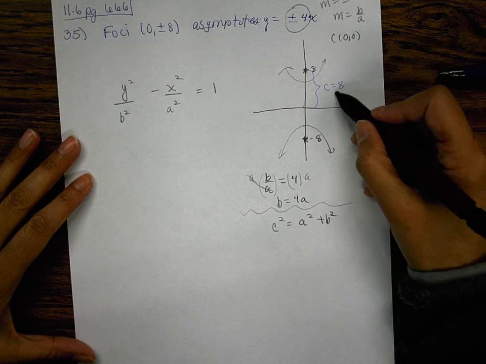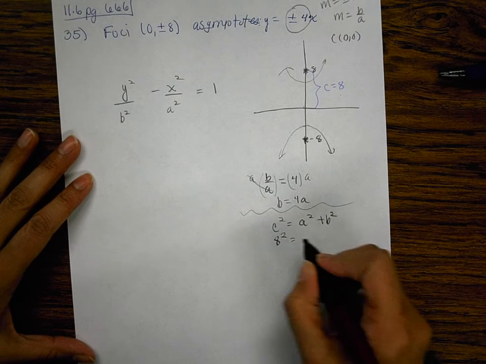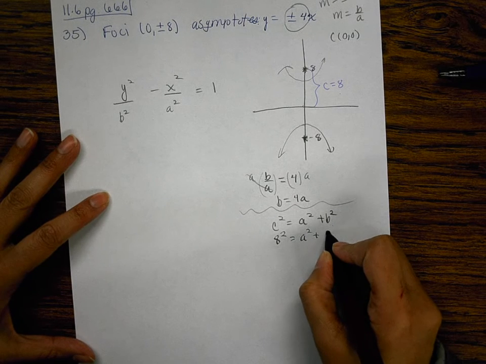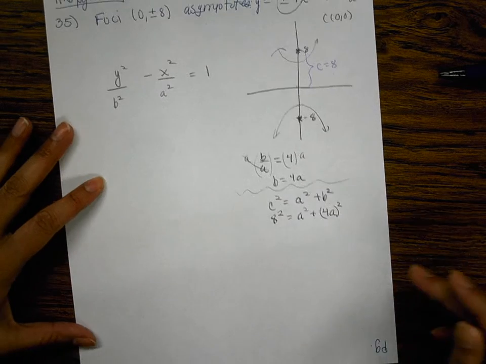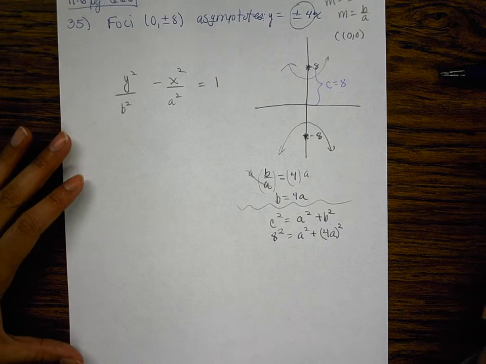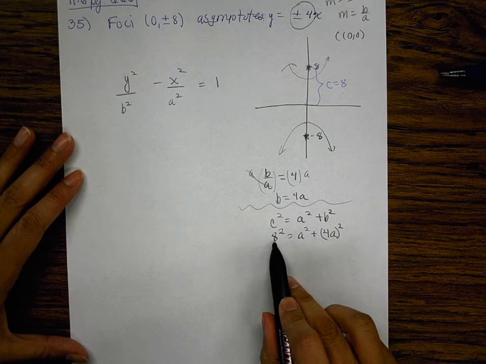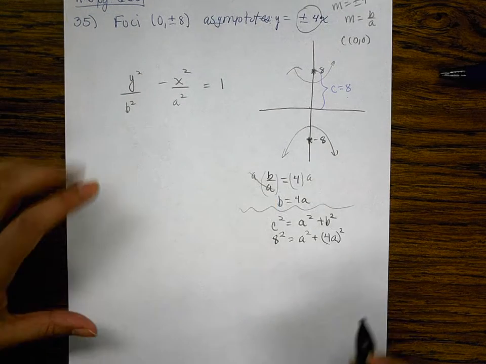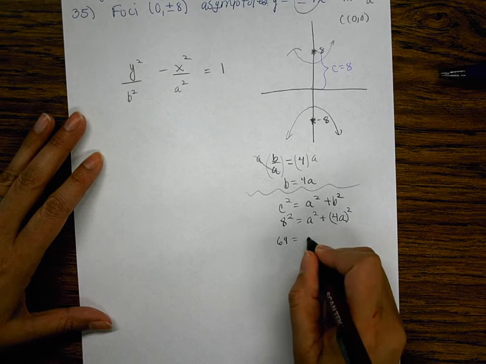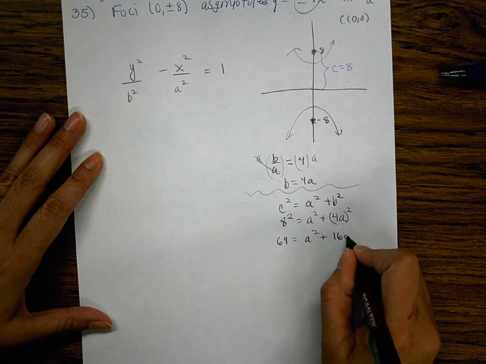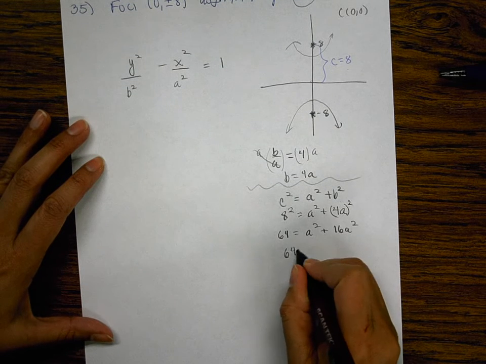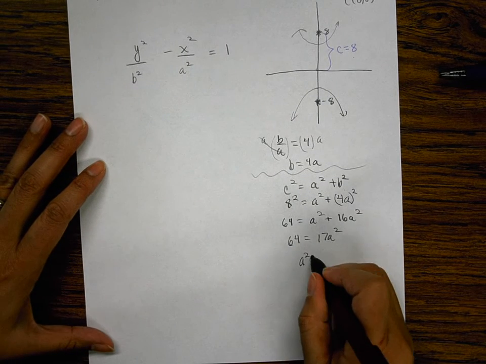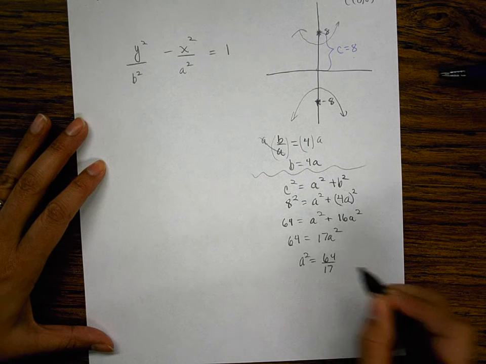I know c is 8, so I'm going to do 8 squared equals a squared plus, I don't know b, but I know it's 4 times as big as a, so I'm going to put (4a) squared. Again, this one is a bit more complicated. So I have 8 squared equals a squared plus, in the place of b, 4a squared. So 64 equals a squared plus 16a squared. 64 equals 17a squared. a squared equals 64 over 17.